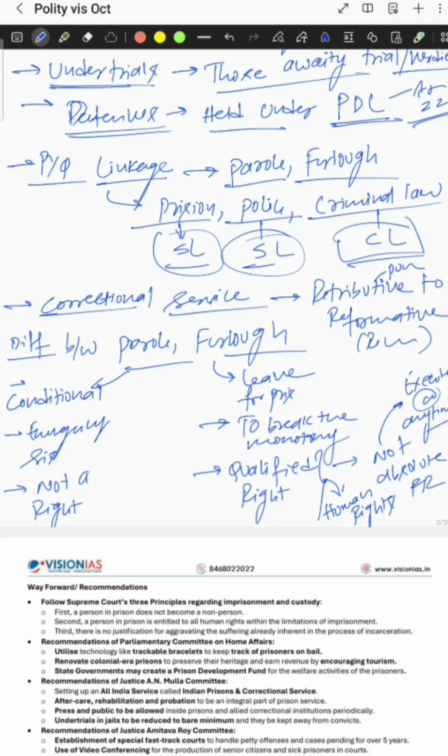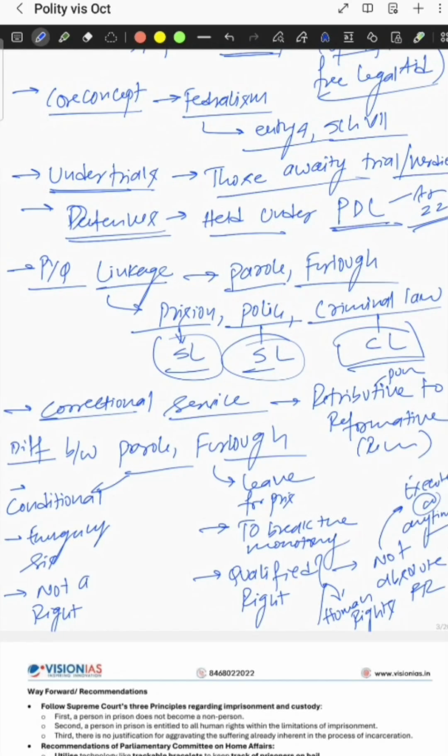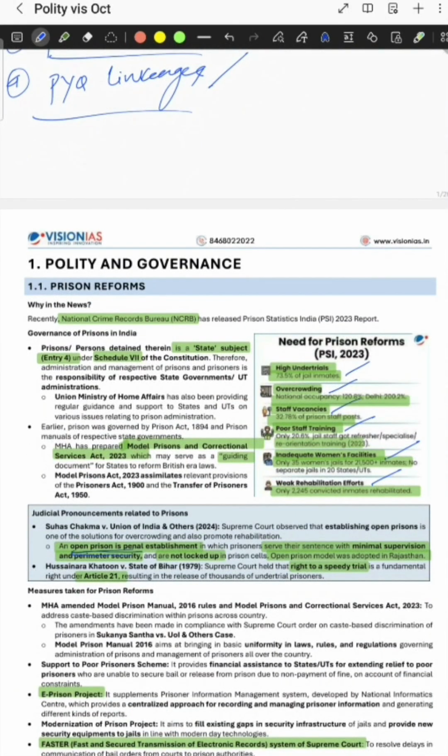One more thing: prisons and police are under the State List, and criminal law is under the Concurrent List. By this you can notice that whatever law is made on prisons by the Centre is not obligatory to be followed by the states. It is just advisory in nature. It's not binding on the state. So that's the core thing here. And you have a concept here called open prison.